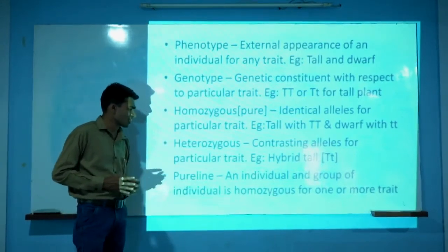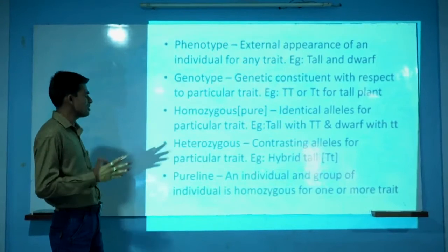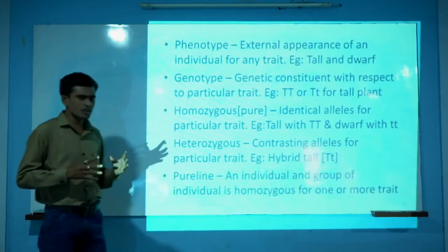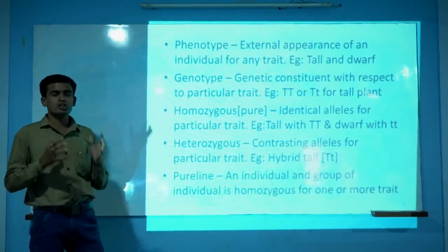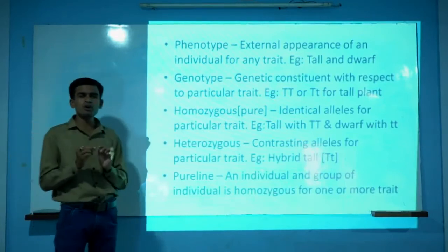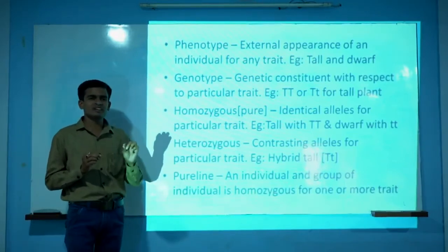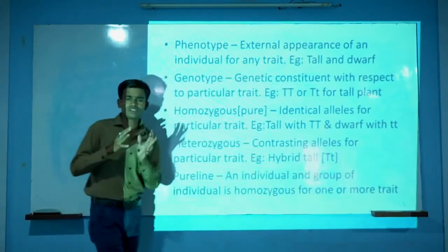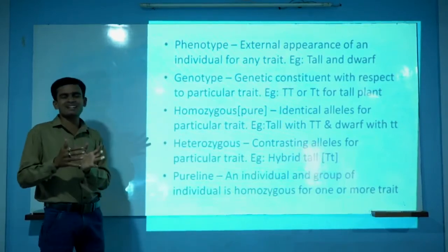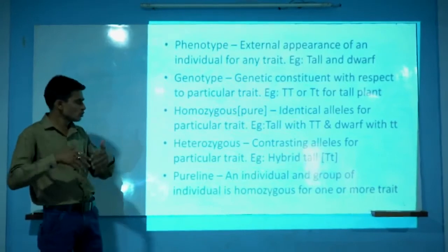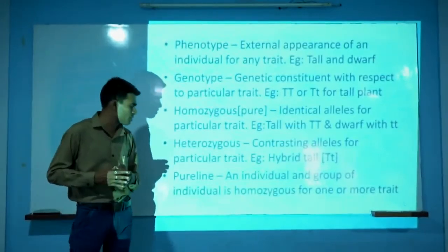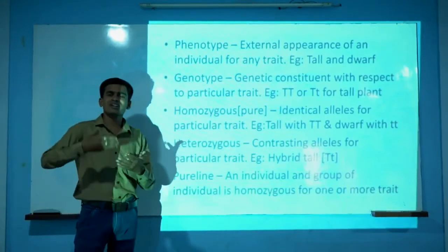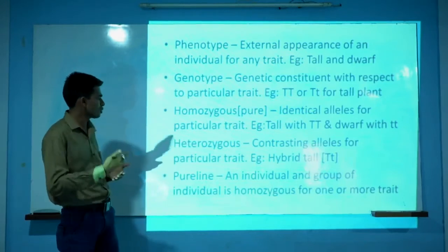Next one, pure line. An individual or group of individuals is homozygous for one or more traits. So here the individuals are homozygous, meaning what? They are the pure plants. They have pure characteristics, meaning there is a capital T or a small t. So these pure homozygous characteristics are observed in the plants, and we call that a pure line. One or more traits are in pure characteristics, or homozygosity.